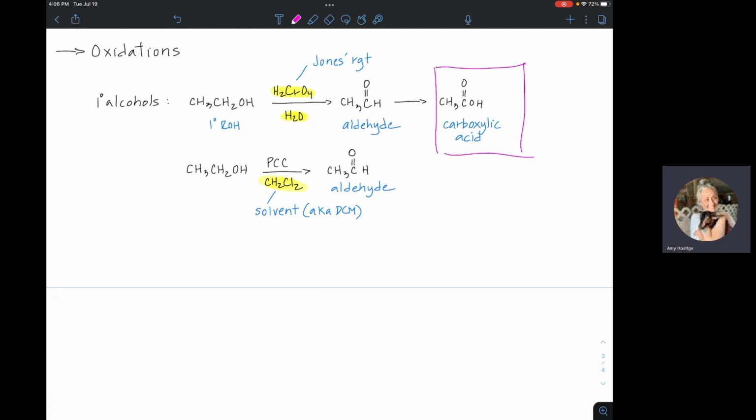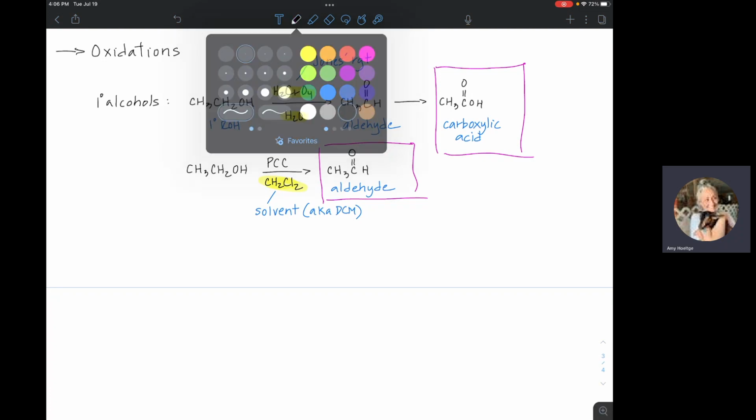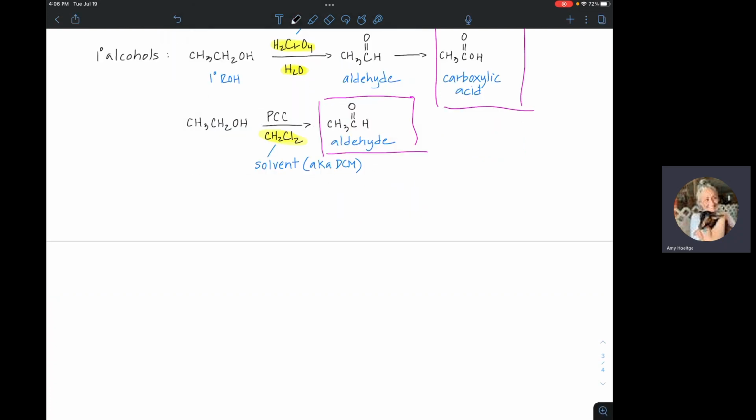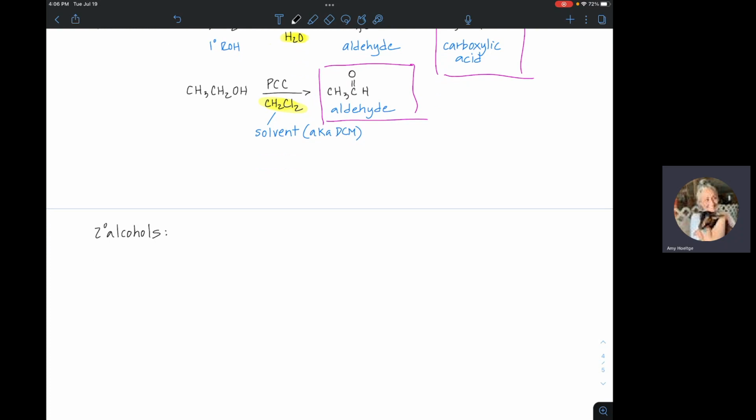If you choose to oxidize the primary alcohol and you wish to get the aldehyde, pyridinium chlorochromate is the reagent that you want to use, and that is done under anhydrous conditions. If we take a secondary alcohol and we oxidize it, any oxidizing agent will do, but Jones is pretty effective. It's gnarly, but it's pretty effective.